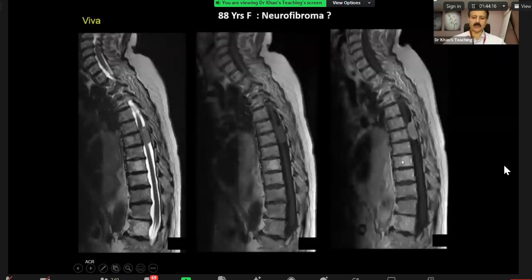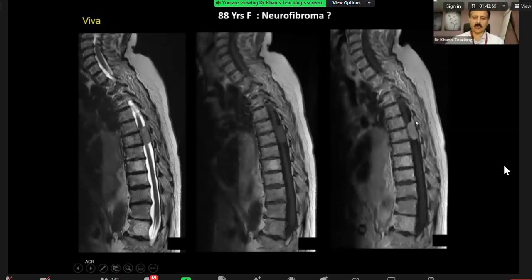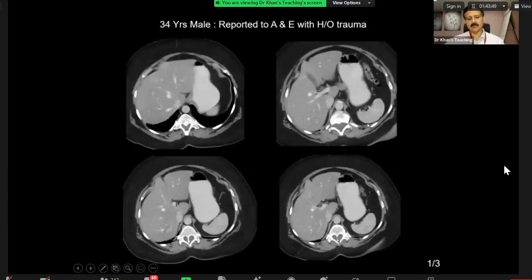On this post contrast, just tell me, what is it? Is it a neurofibroma or something else? I think it's a meningioma. And why do you say that? Because there's an element of a dural tail. Excellent. That is the point I wanted you to say, that you can see homogeneous enhancement and you can see dural tail. So this is this. Yes, please.